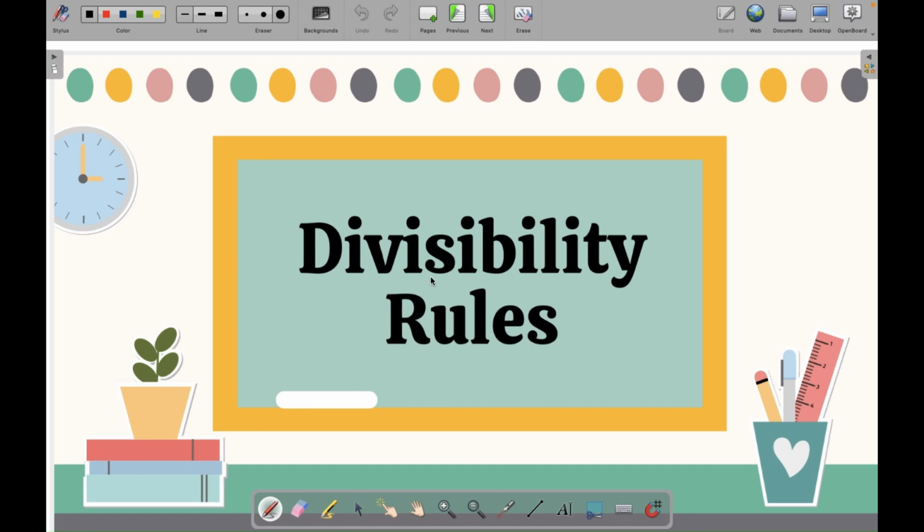Today we are going to discuss divisibility rules. Before going into that, let us do a quick recap of what we studied in the last class and why we need these rules in place.